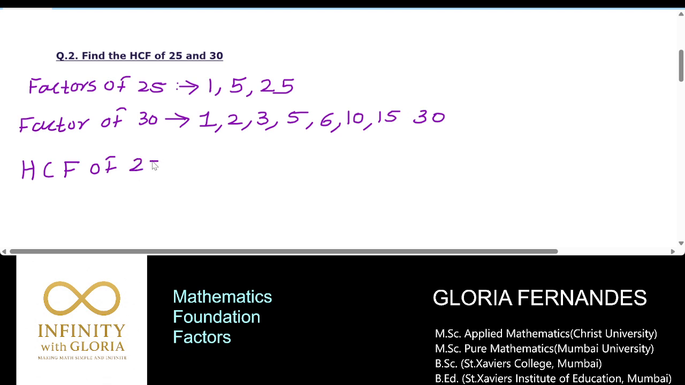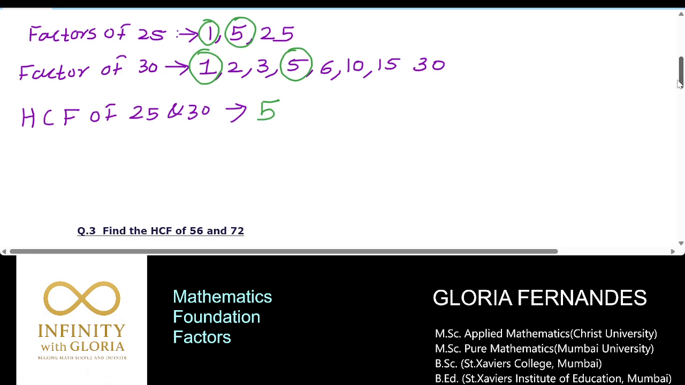Okay, the common factors over here: 1 will always be there, right? 1 is always there as a common factor. Then we have a 5. Is there anything else common? No. So what is the highest common factor we have here? Yes, we have 5. Got it? One more example we'll see.